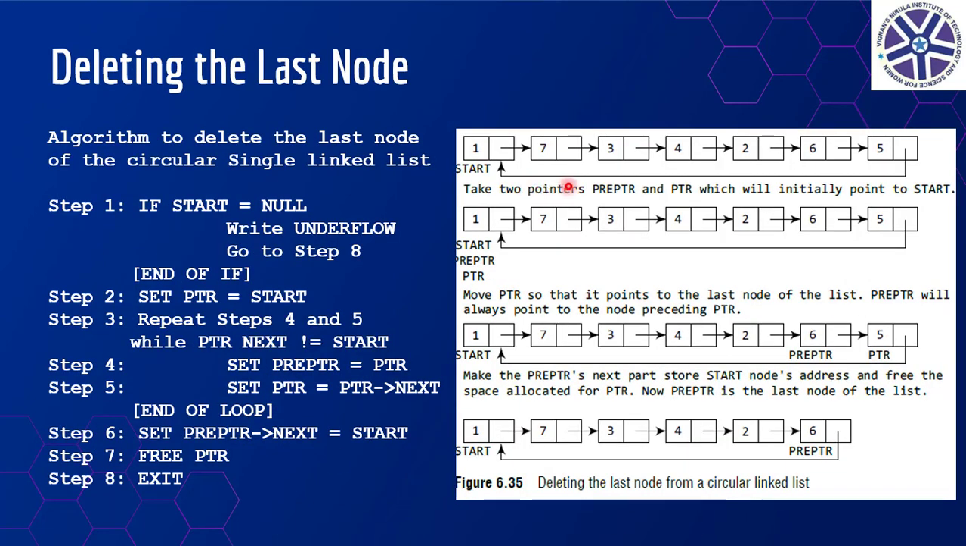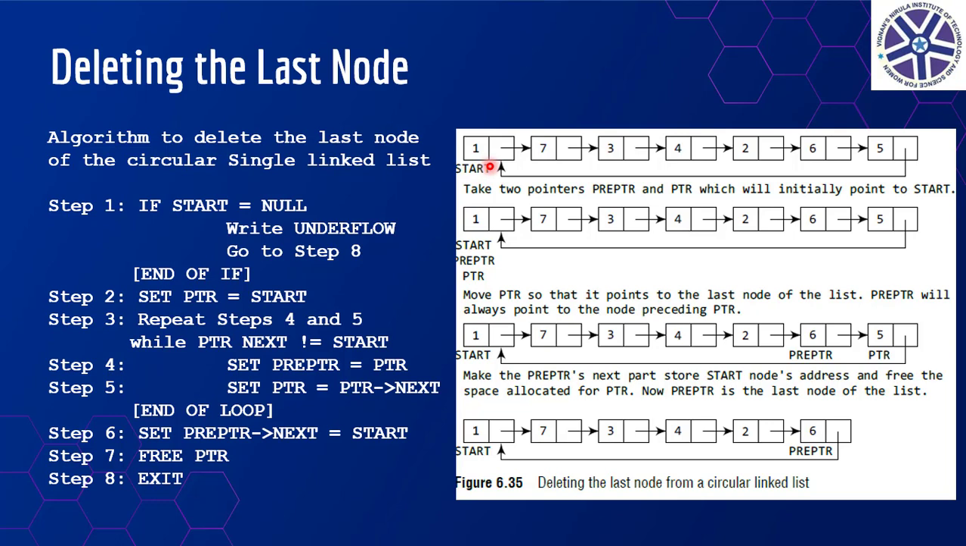Deleting the last node from the circular linked list. You are given a linked list like this. We need to delete this node. If you are going to delete this node, what are you going to do? After deleting this node, the previous node's next field should be pointing to start.